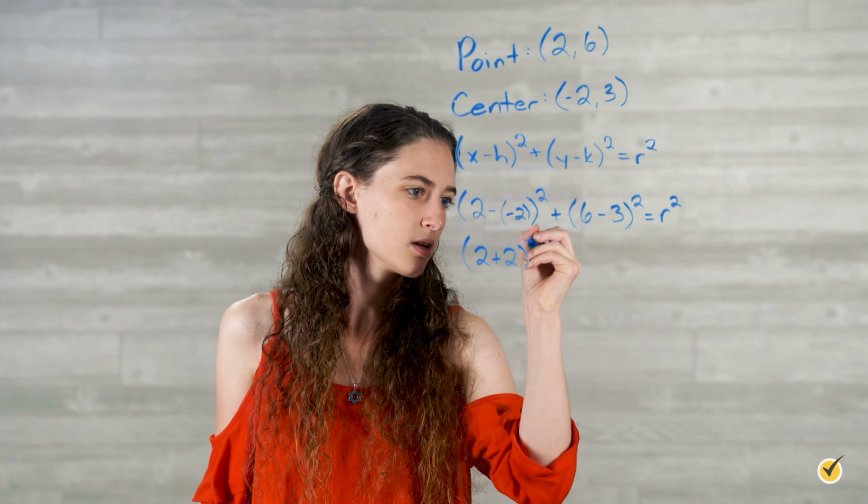3 squared is 9 equals r squared. And then we're going to add them and solve for r. So 16 plus 9 is 25 equals r squared. We'll square root both sides and get that r is equal to 5. Now what? How can we use this information to find more points on our circle?